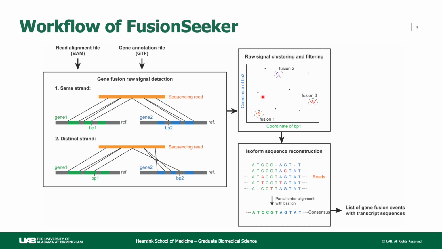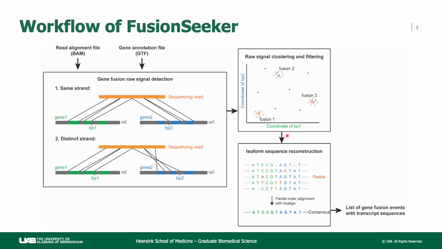After the clustering process, we have a filtering process to remove those low confidence events, possibly caused by either errors during sequencing or errors during read alignment. After this step, we'll get a list of gene fusion events with high confidence.